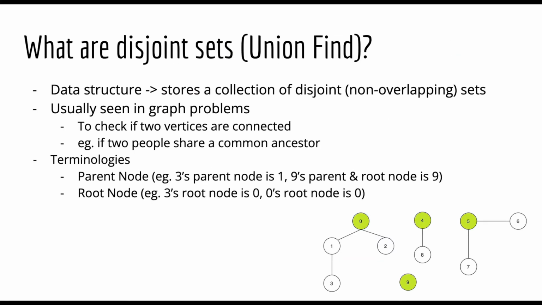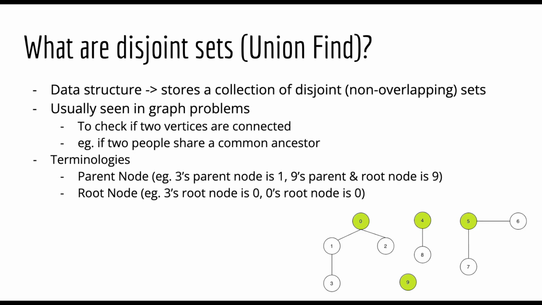What are disjoint sets? Disjoint set is a data structure that stores a collection of disjoint non-overlapping sets. It is usually seen in undirected graph problems to check if two vertices are connected. For instance, we can use a disjoint set to determine if two people share a common ancestor. There are two terminologies in disjoint sets, the parent node and the root node.